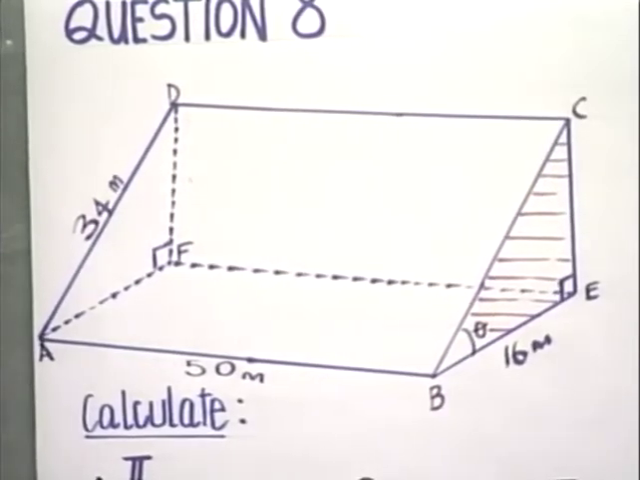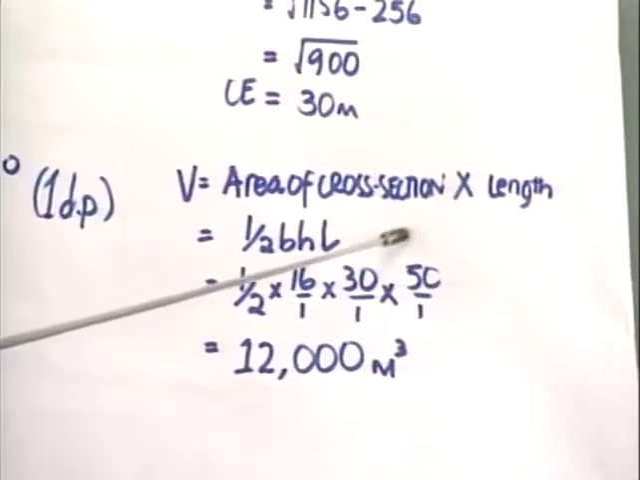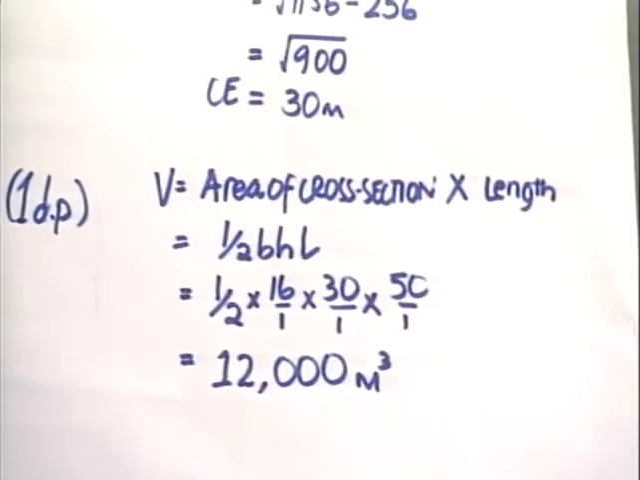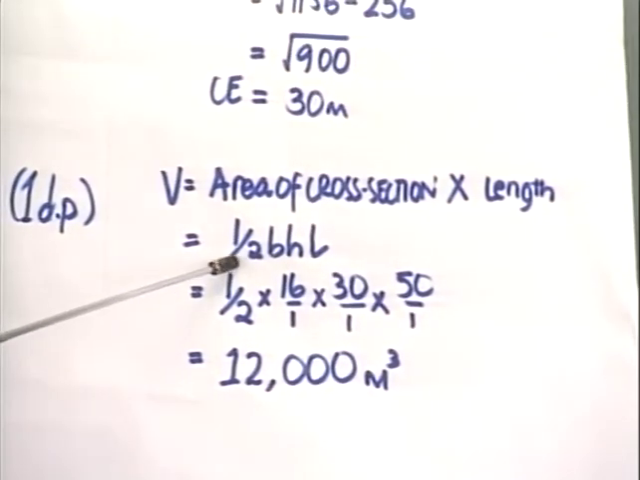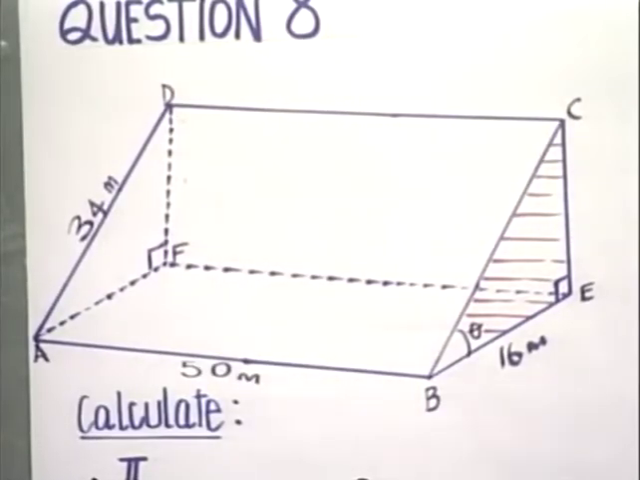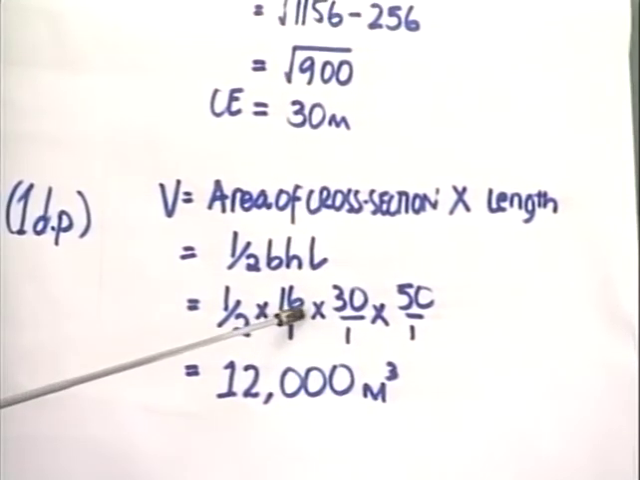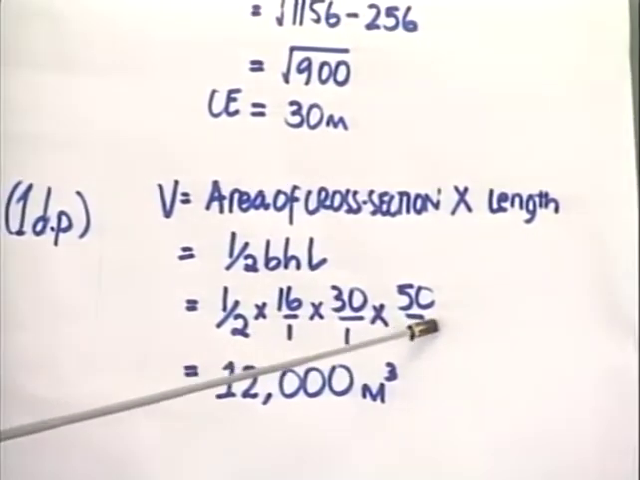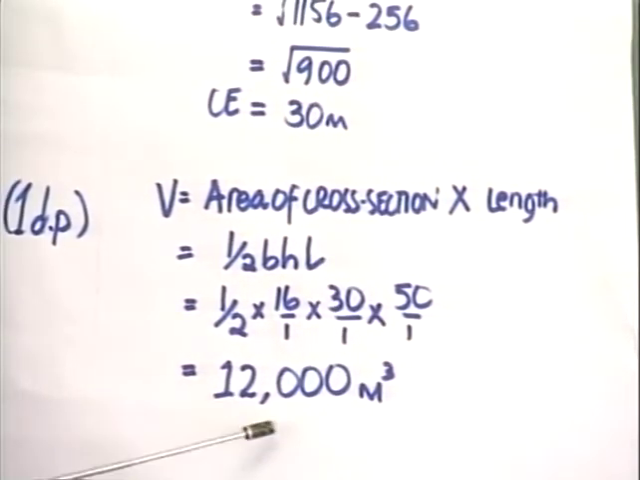So to find the volume, you find the area of the cross-section multiplied by the length. So half base times height multiplied by the length. So it's half multiplied by 16 multiplied by 30 multiplied by 15 equals 12,000 cubic meters.